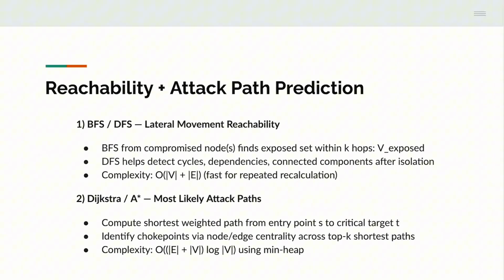Beyond one path, we can also track choke points, nodes or edges that appear frequently in the top shortest paths. Those become high priority monitoring or blocking points because stopping traffic there can protect multiple critical assets. With a min heap, Dijkstra runs in about O(E + V log V), which is still practical for enterprise scale graphs.